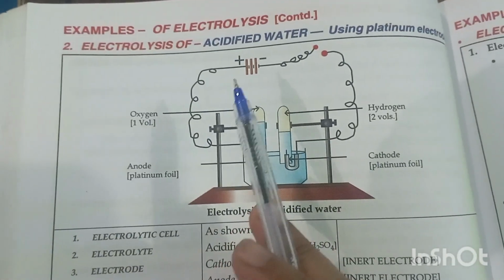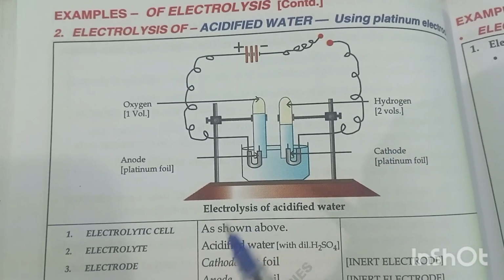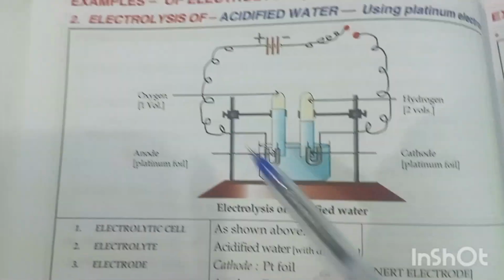So our next example is the electrolysis of acidified water using platinum electrodes. Here we are using platinum electrodes. Platinum electrodes are also inert electrodes. Now the electrolytic cell is this setup.